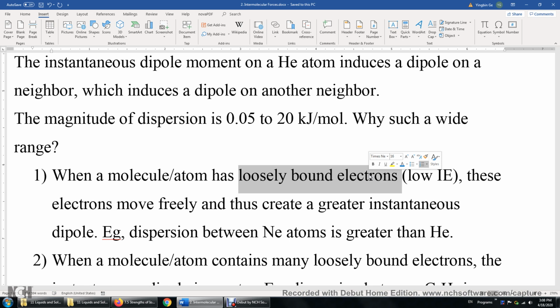That means the valence electrons of a neon atom are more loosely bound. They can change their positions more easily, and therefore it's easier to have this so-called uneven distribution of the charges in neon. That will create an instantaneous dipole moment more easily. Therefore, the dispersion between neon atoms is greater than that between helium atoms. Similarly, the dispersion between argon atoms is greater than the dispersion between neon atoms.